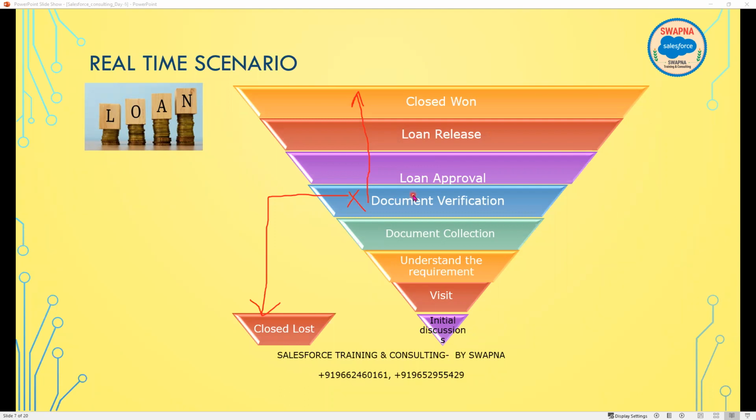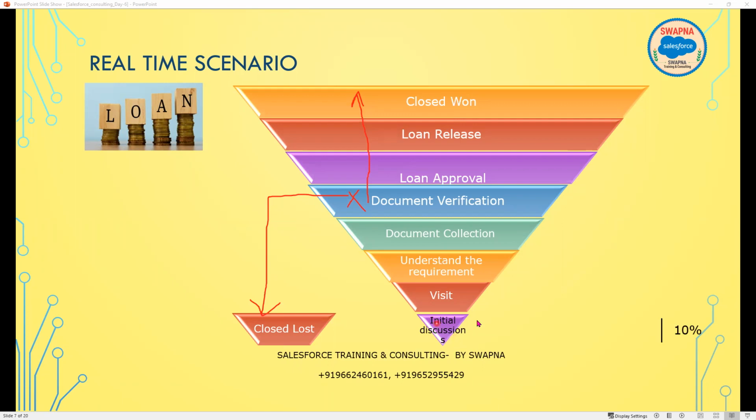Any opportunity you take in real time, only two things will be there in the opportunity. Either your opportunity at the end will be closed lost, or your opportunity will be closed won. Right? This is the complete cycle. In this cycle, there is a probability, a percentage, that will be there.